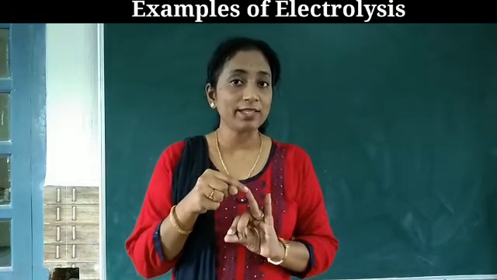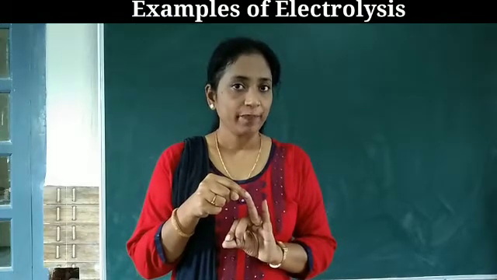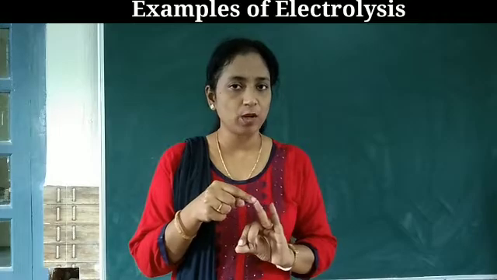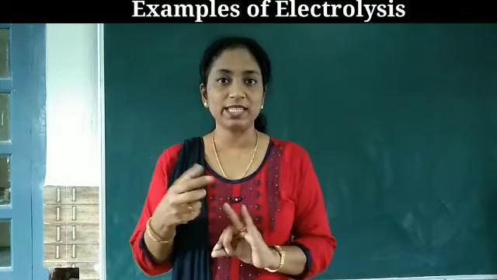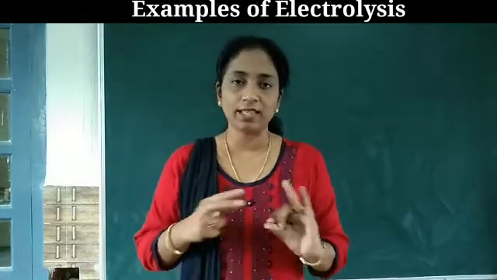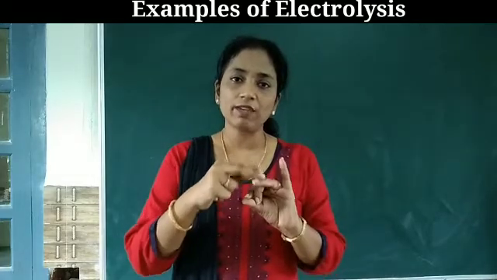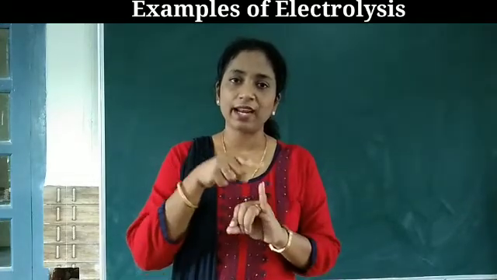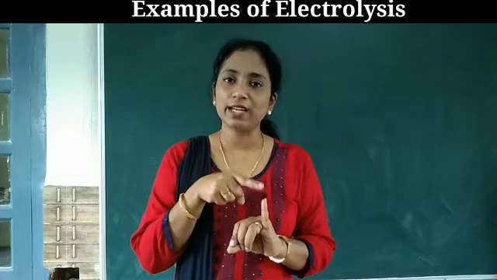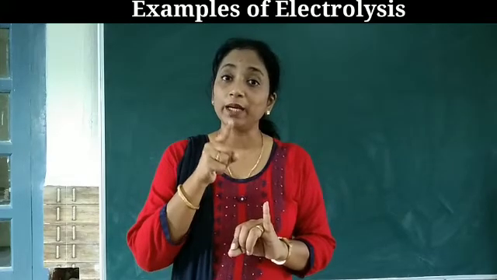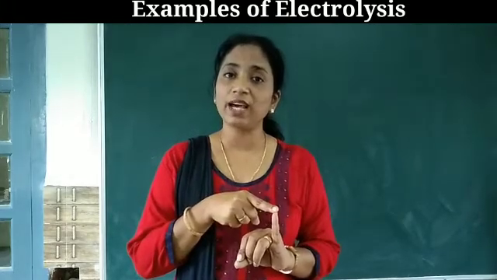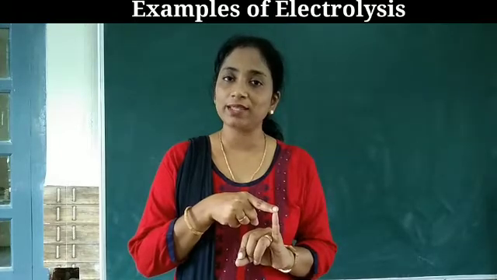And the second one is concentration of the ions. If nothing is mentioned about the concentration, whether it is dilute or concentrated, then we don't even go to the second factor, we directly come to the first factor. And what is the first factor? The relative position of the ions in the electrochemical series.